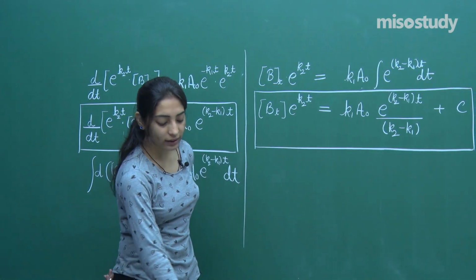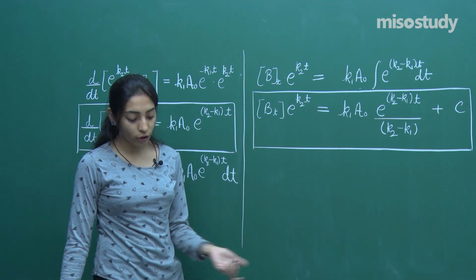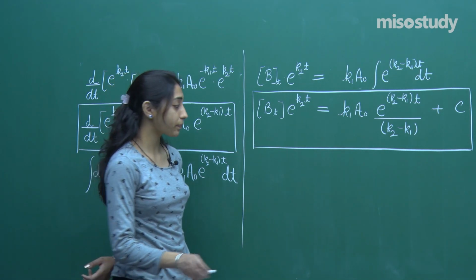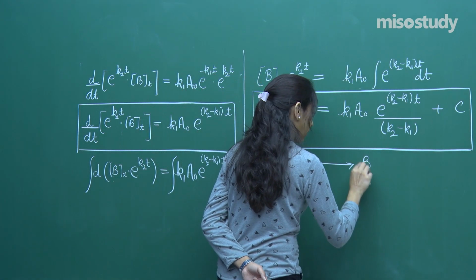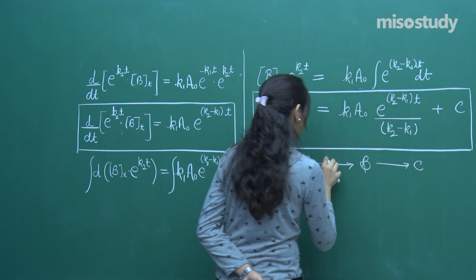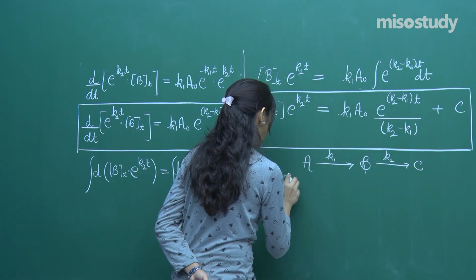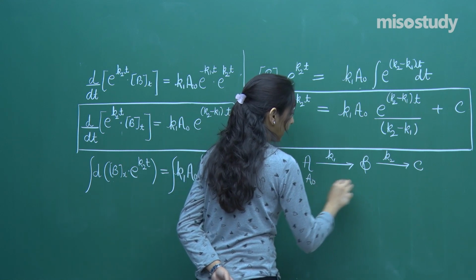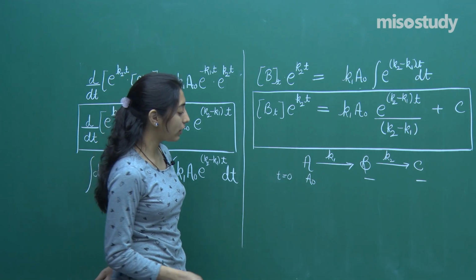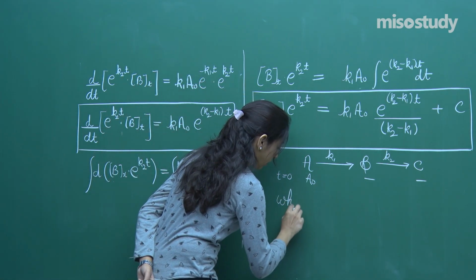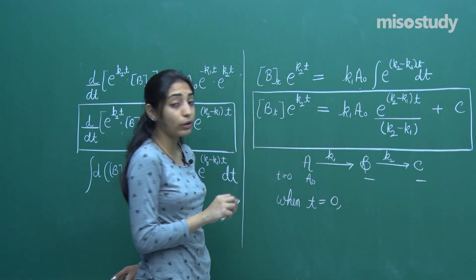Okay. So now what is your next step? Your next step is to figure out the value of this constant of integral. Okay. So see, this is A getting converted to B and C with the rate constant k1 and k2, at t is equal to 0, let us say a naught, nothing, nothing. Okay. So can I now put a special case when time t is equal to 0?